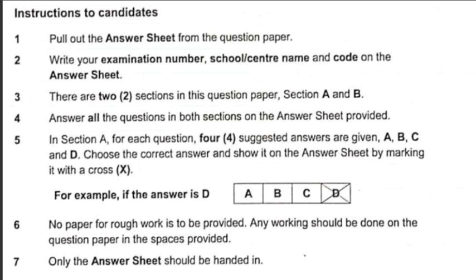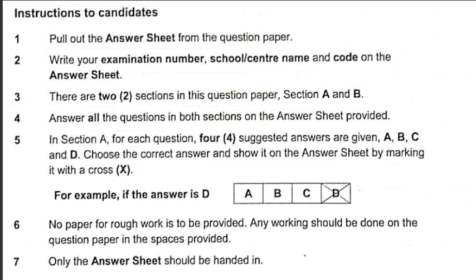Number 1, pull out the answer sheet from the question paper. That means the question paper you have will have the answer sheet inside it, so you need to take the answer sheet out. Then number 2, you write your examination number first. You should know your exam number either by heart, or you'll be provided with IDs which will have exam numbers, so you can copy the number from the ID.